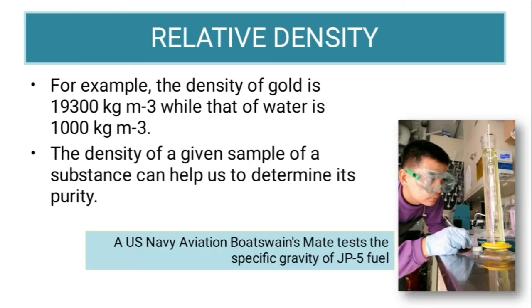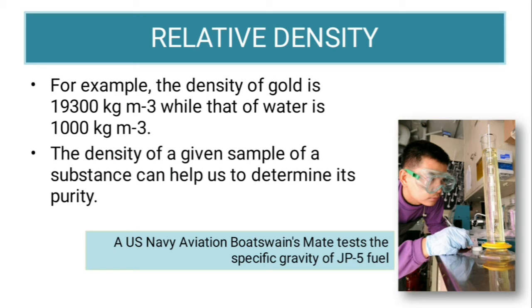So, this is an image of a US Navy aviation boatswain mate who is testing the specific gravity, or the relative density, of the JP5 fuel. What is JP5? It is the fuel used in the jet engines. Jet aircraft, such as fighter planes, need a specific fuel, and it has to be tested for its purity.